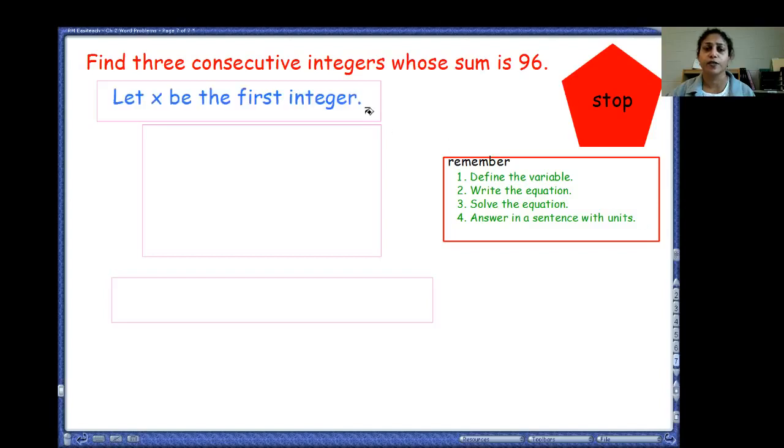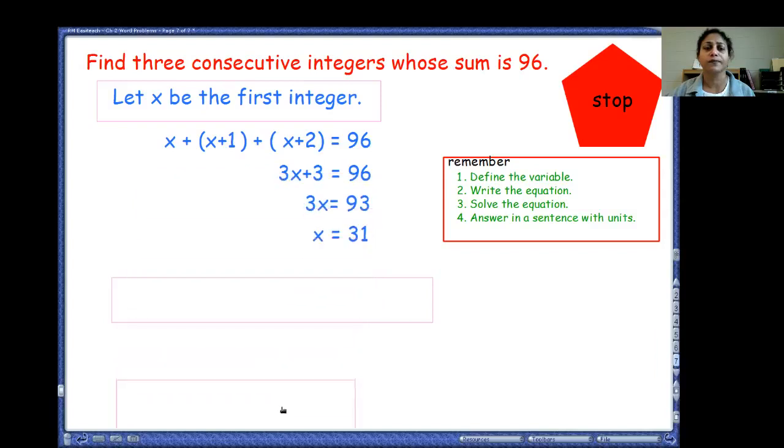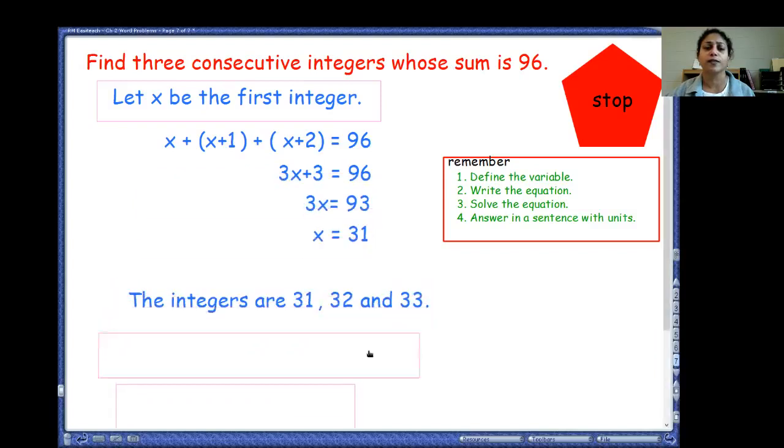Let x be the first integer. Since these are just consecutive integers, we have x, x plus 1 and x plus 2. Solve and then make sure your final answer is in a sentence.